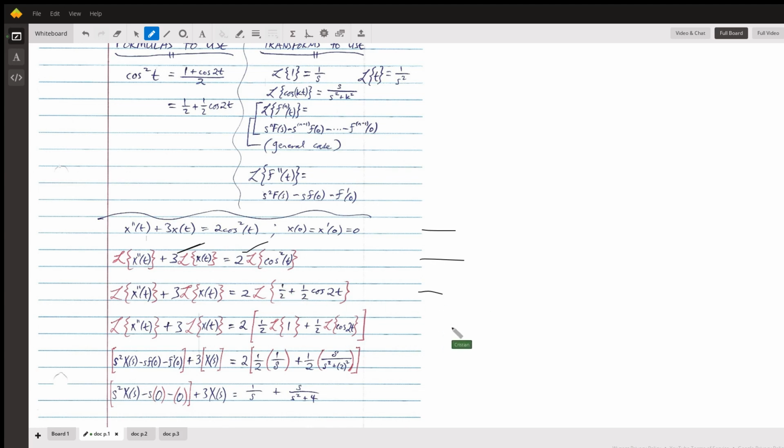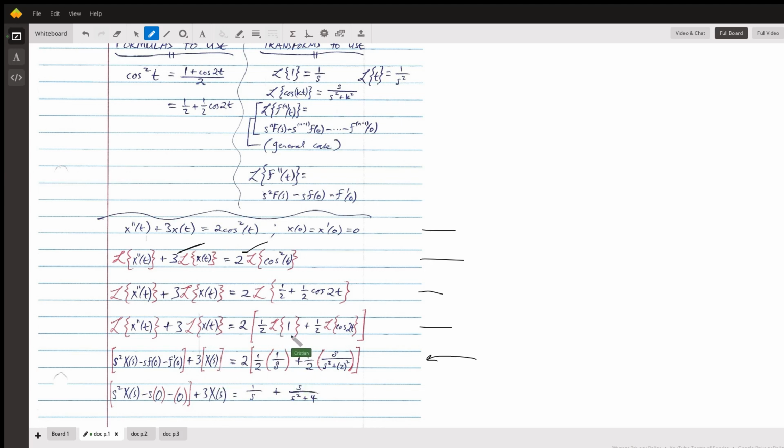Continuing, this is how you would take advantage of the linearity of the Laplace transform. Here is where substitutions are being made. The Laplace of x double prime of t is s square times the Laplace transform of the function, minus s times the first initial value you gave, minus the second initial value you gave. And then again, the Laplace of x of t is big X of s.